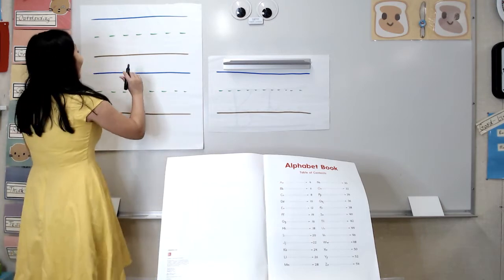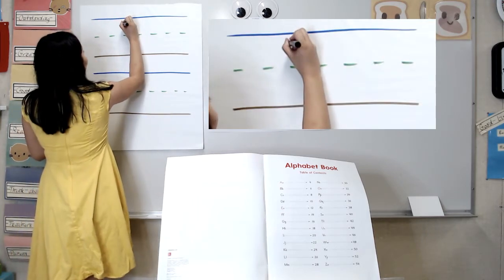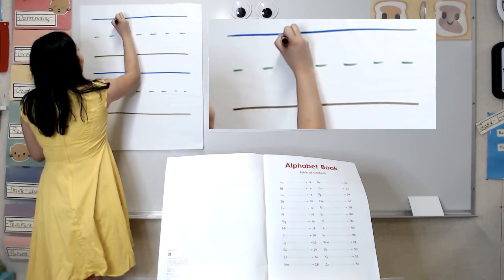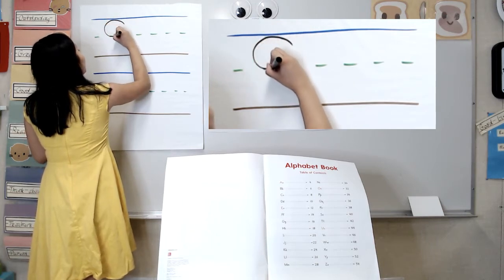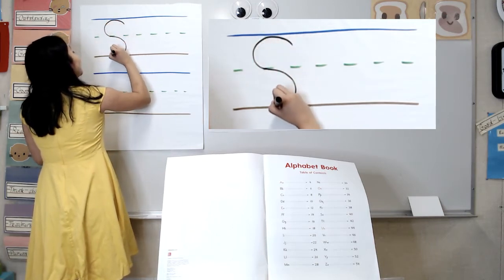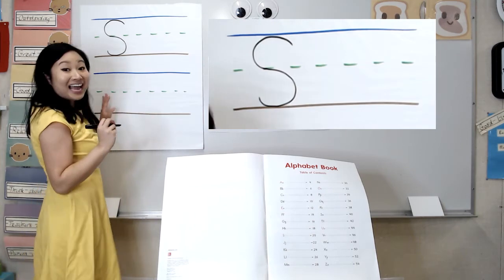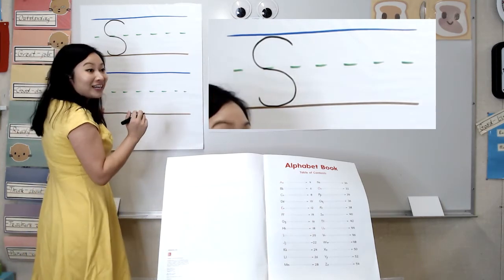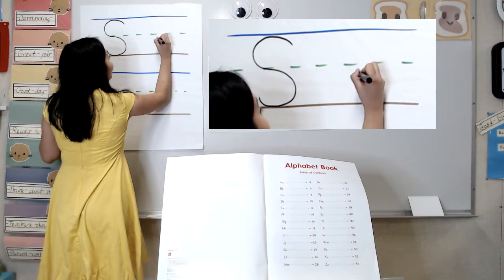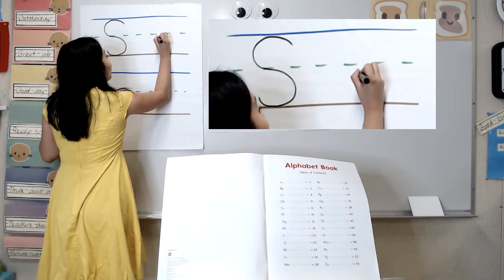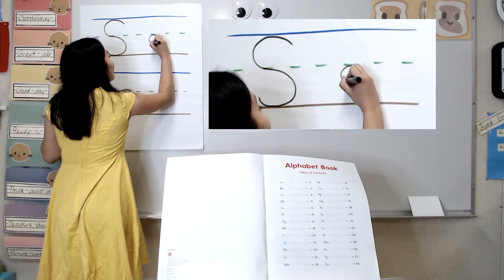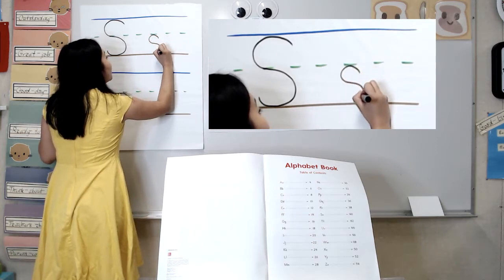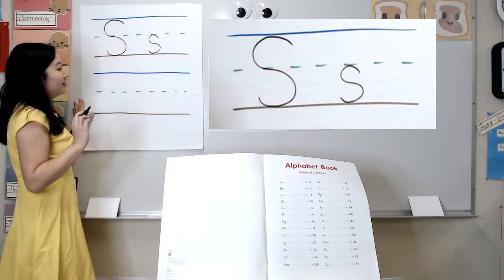For letter S, I start a little below the sky, curve and touch the grass, curve and touch the ground. He's kind of like a slippery, slidey snake. For lowercase s, I start a little below the grass, curve and again, curve, curve, curve, and touch the ground.